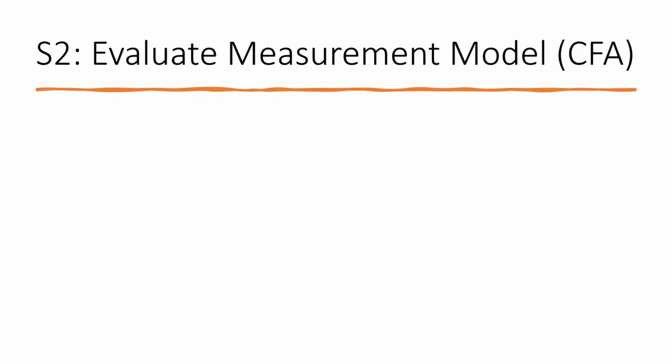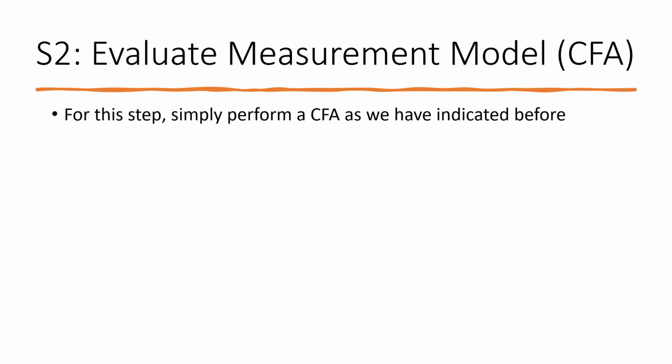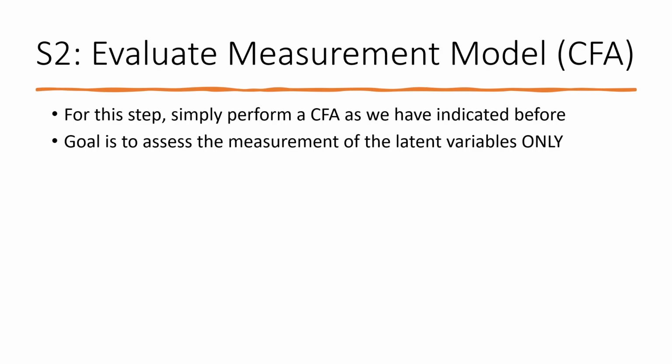All right, step 2. For step 2, you simply do the confirmatory factor analysis. All the steps that we indicated before for CFA, you do for step 2. The goal is to assess the measurement of the latent variables and not assess the appropriateness of the path specifications. So you still have the covariances between all pairs of latent variables in the CFA. You're not specifying paths at this stage. You're doing covariances between all latent variables.